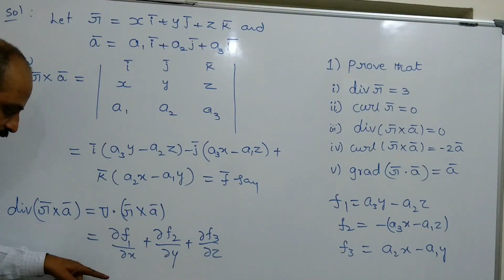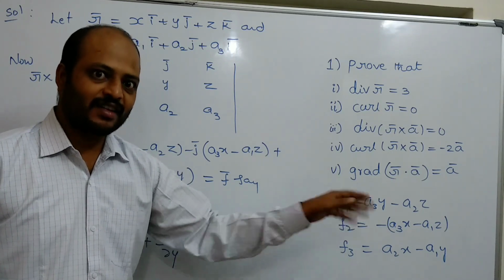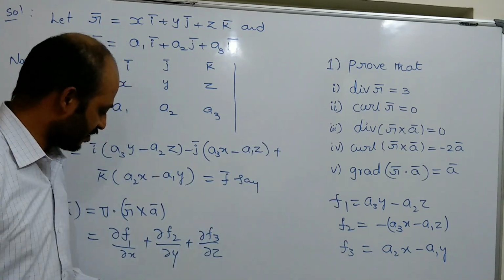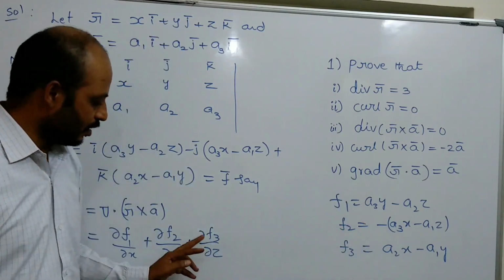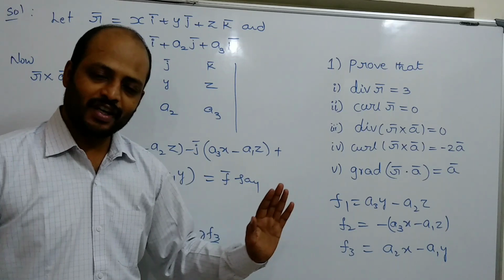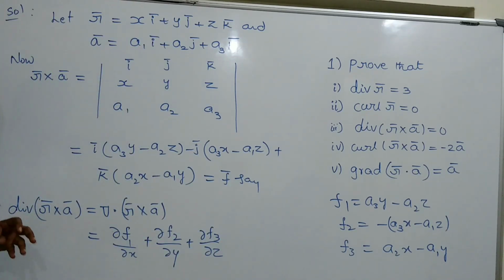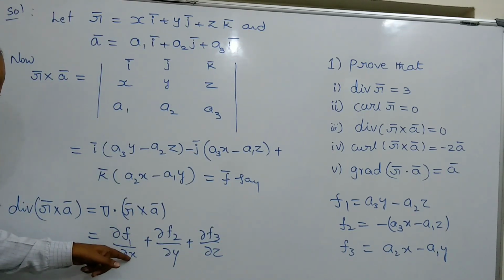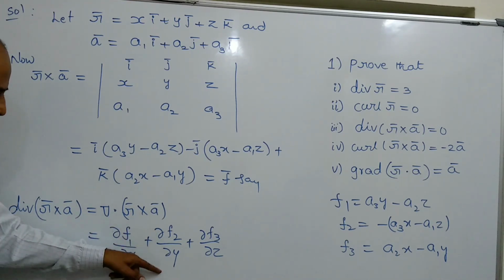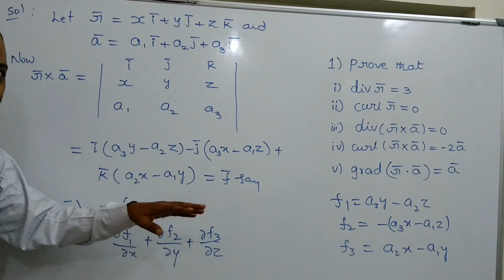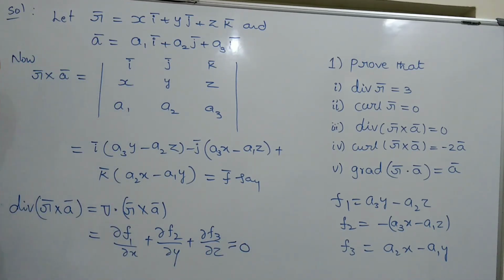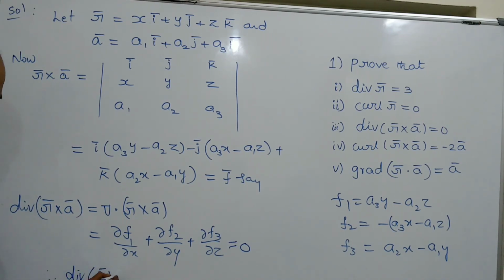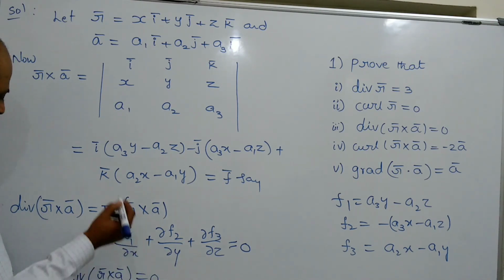You observe that for dou f1 by dou x, f1 does not contain x. Dou f2 by dou y, f2 does not contain y. Dou f3 by dou z, f3 does not contain z. This shows us this is the derivative dou by dou x of constant, dou by dou y of constant, dou by dou z of constant. So it is trivially zero. Every term is zero. Therefore, divergence of r bar cross a bar is equals to 0.